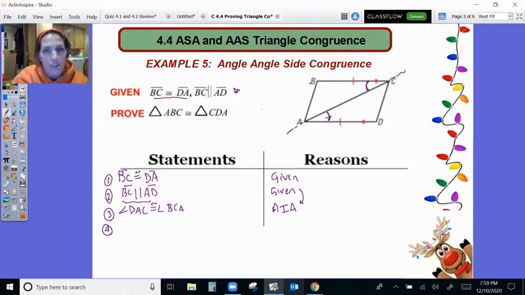So 4, we also have this side here that is equal to itself. It belongs in both triangles. So AC is equal to itself.